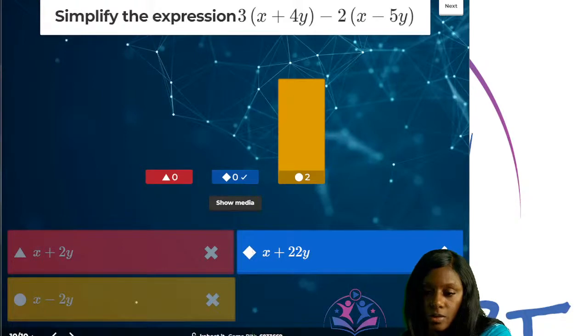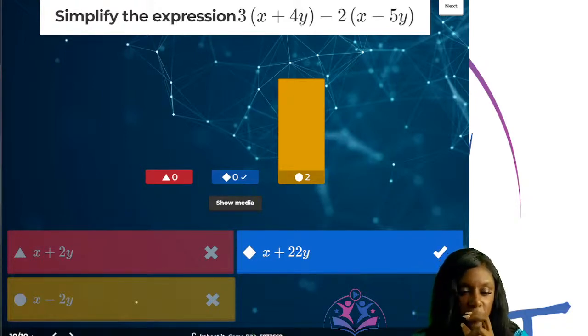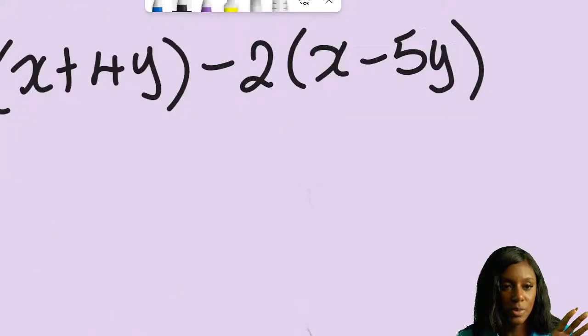Okay, so let's see here. Okay, so nobody got this correct. Last time I said somebody got it correct, but they actually didn't. Okay, so let's see where you all went wrong.